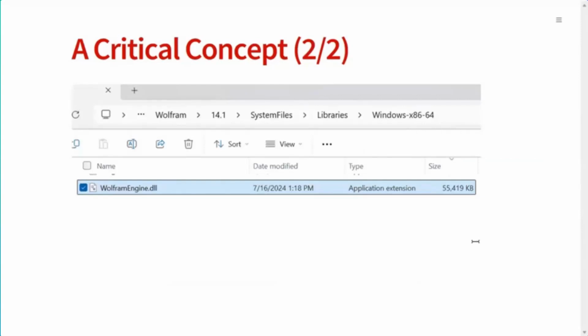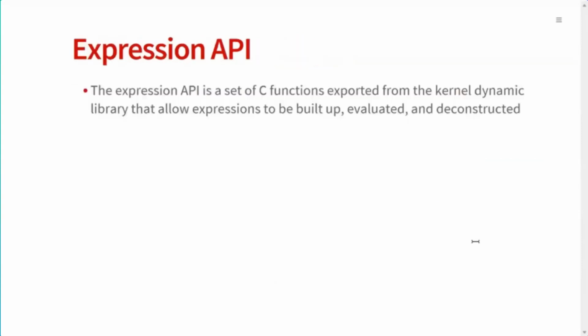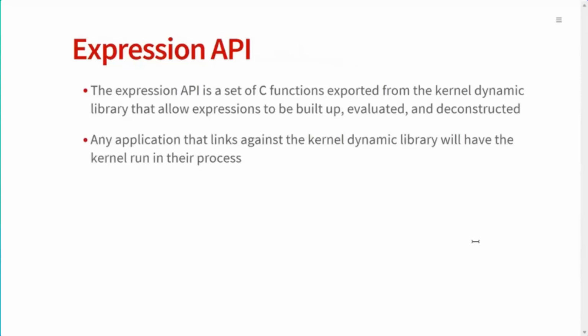So the expression API basically lives in these dynamic libraries. It's a set of C functions that are exported from that dynamic library. And so they let you do things like build up an expression, evaluate an expression, go from an expression to C types. Another important note is that the kernel runs in your process. It's not like MathLink, where there's some separate process and two processes communicating with each other. No, it's all the same process.